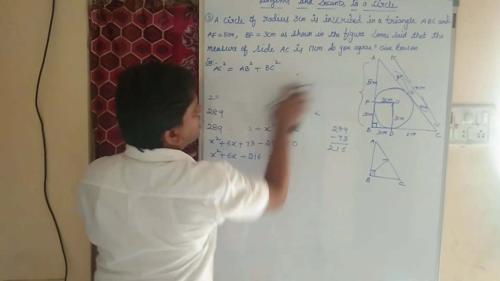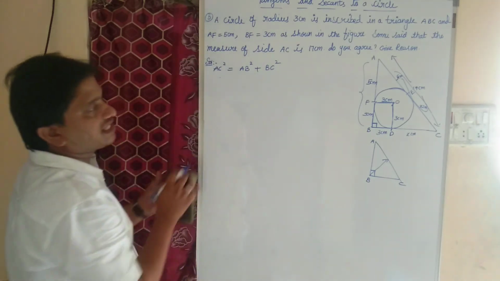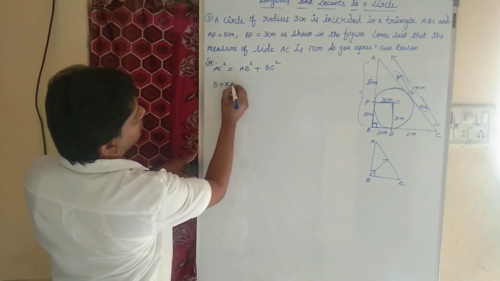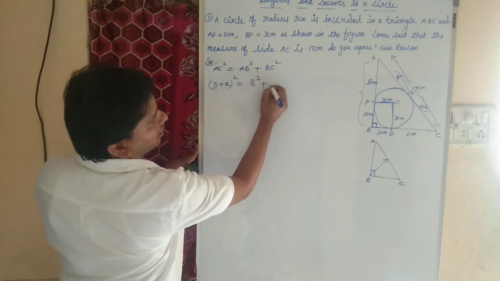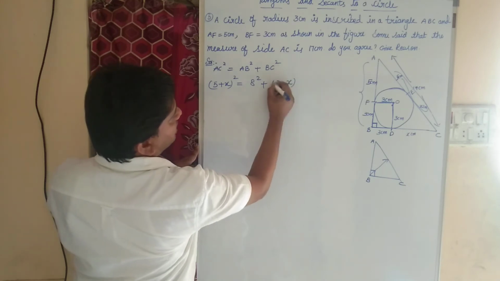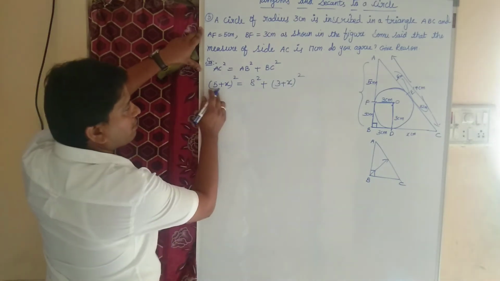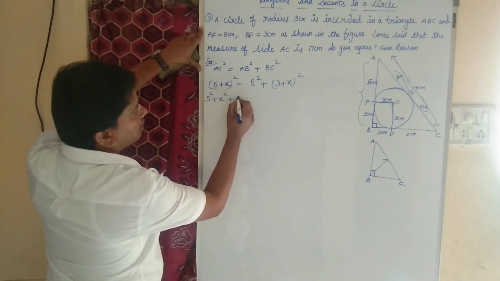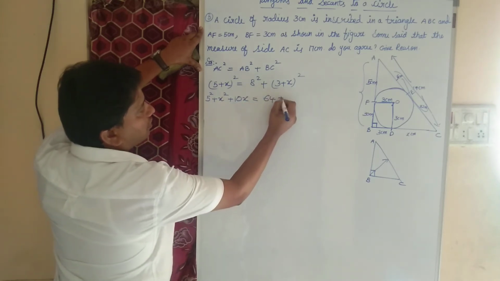Let me do it once again. We need to show that AC is 17. AC is given as (5 plus x) whole square. AB is 8 and BC is (3 plus x) whole square. So (5 plus x) whole square, I mean (a plus b) whole square, is a square plus b square plus 2ab. 2 into 5, 10x. 8 square means 64.